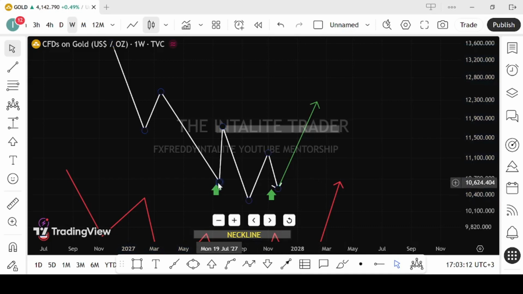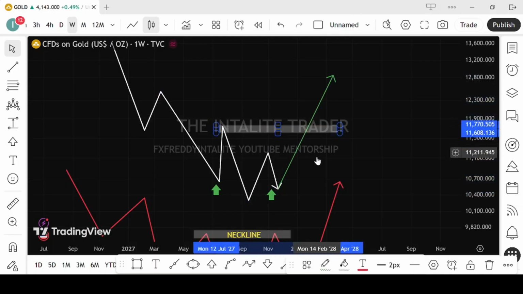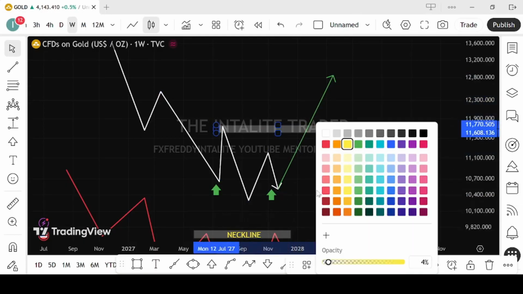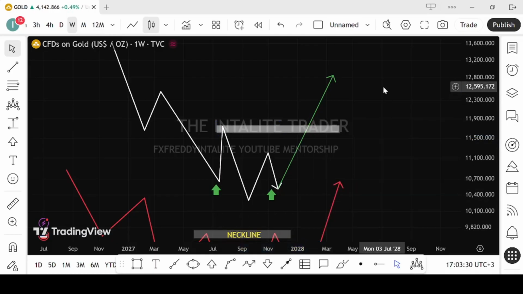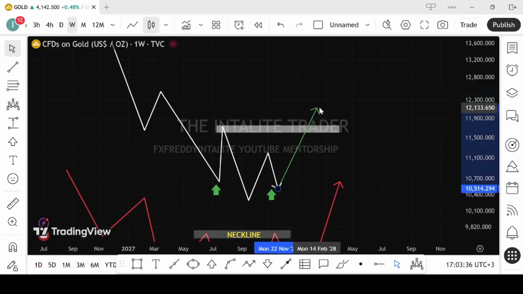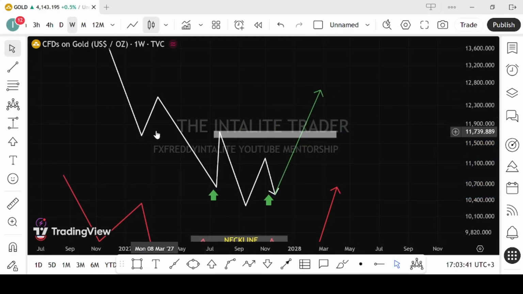You have a left shoulder, a head, a right shoulder, and a break above this neckline is what confirms a reversal. Without a clean break, the reversal is not confirmed. So you want to see a break above this neckline to confirm that indeed buyers are willing to push price higher. Bears are no longer in control, bulls have taken over. That's in case you're trading these patterns.